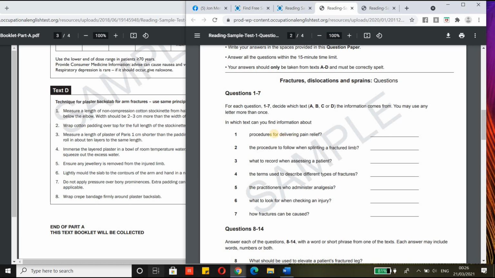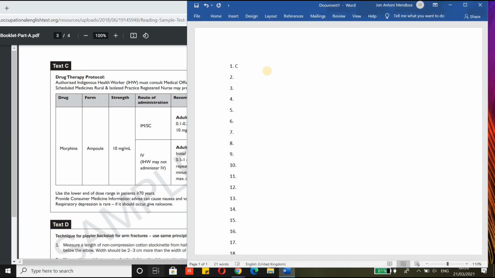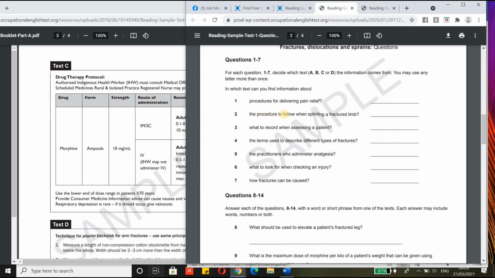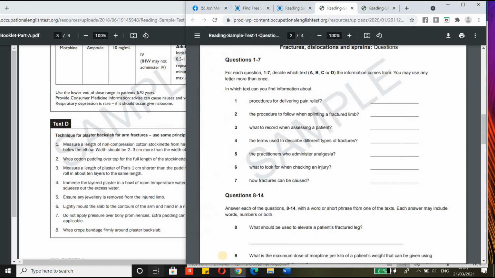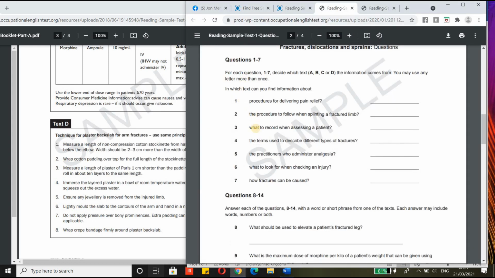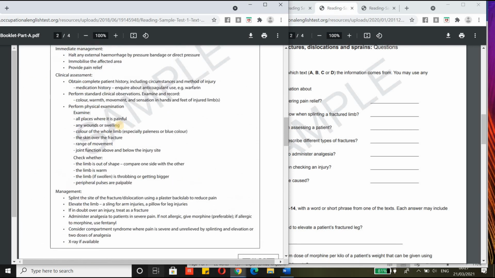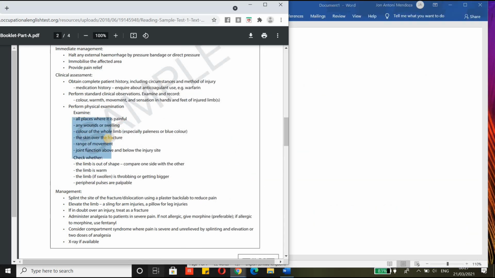So going back to number 1, procedures for delivering pain relief. Pain relief is drug or medication, so I put letter C there. Number 2, procedure to follow when splinting a fractured limb. Splinting or plastering, let's put D. Number 3, what to record when assessing a patient. So we have physical examination. That's text B.